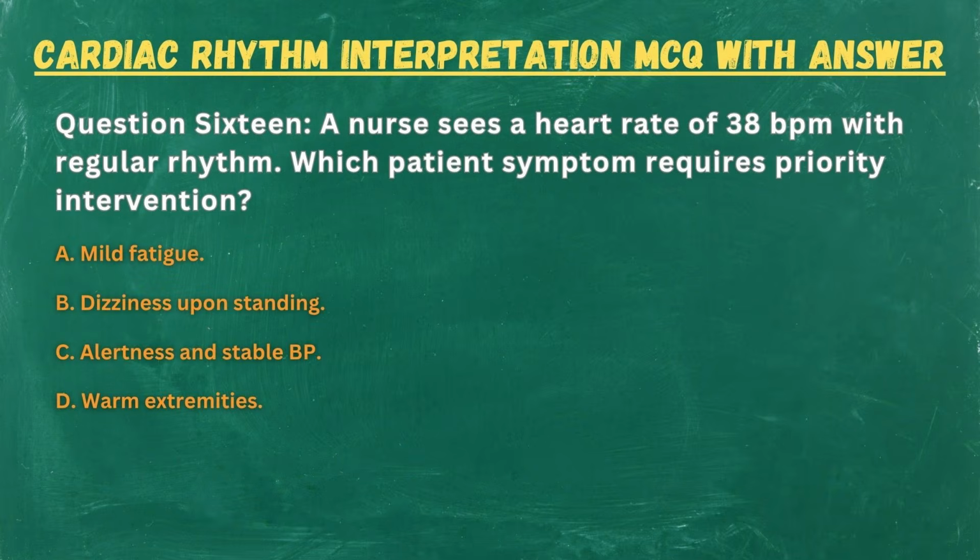Question 16. A nurse sees a heart rate of 38 BPM with regular rhythm. Which patient symptom requires priority intervention? A. Mild fatigue. B. Dizziness upon standing. C. Alertness and stable BP. D. Warm extremities. Answer: B. Dizziness upon standing.